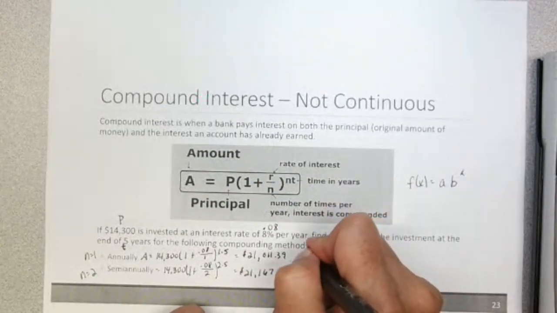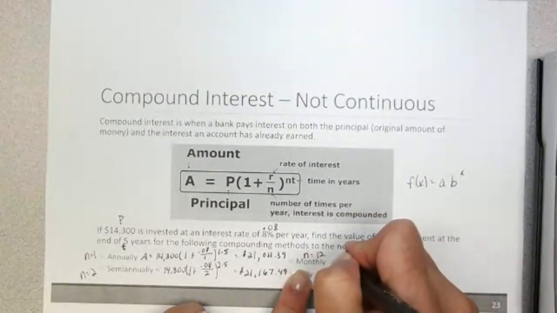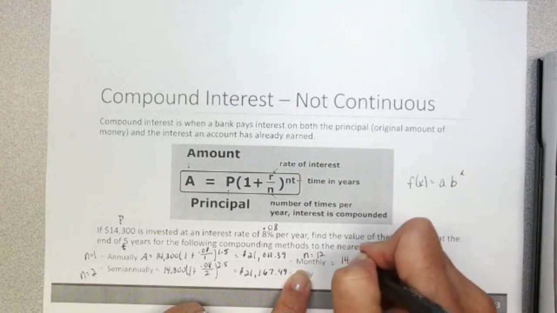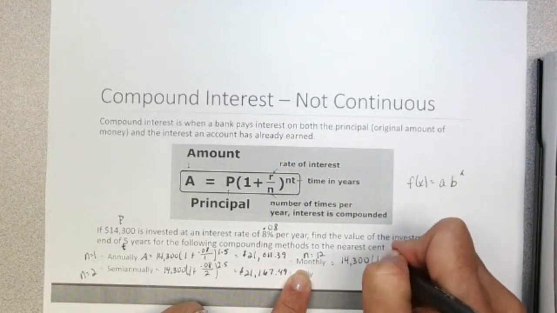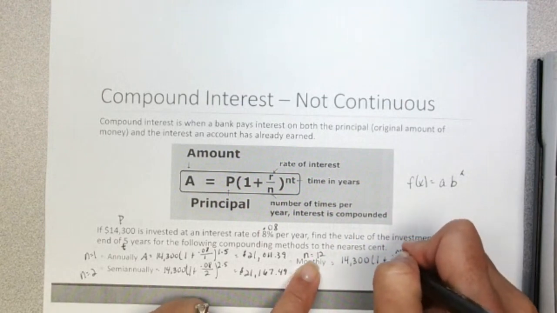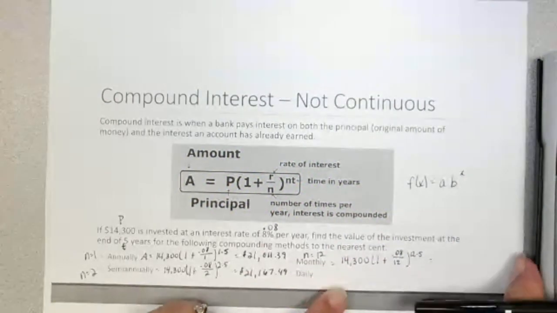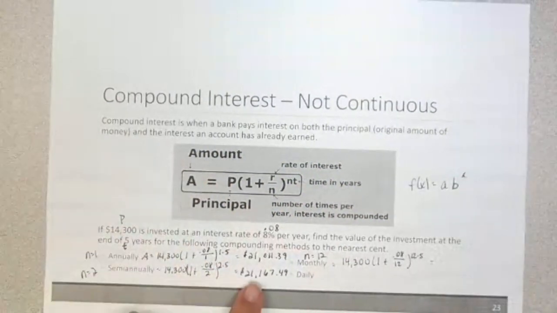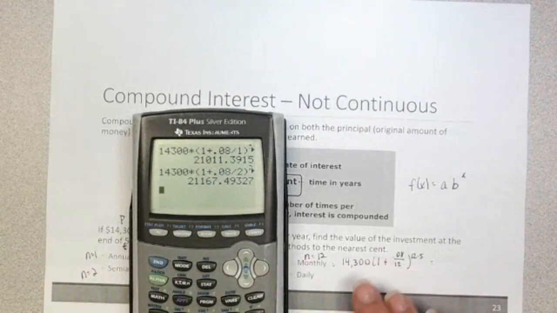What's my n going to be if I'm compounded monthly? There's 12 months in a year, so my n would be 12, right? So my amount here is going to be that $14,300, that principal amount, times 1 plus the interest rate of 0.08 divided by the compounding period, here 12, raised to the nt power, that's 12 times 5. Let's see if the calculator will tell us what that value is. It should be more than the 21,167, right? Because now we're compounding it 12 times per year instead of just 2 times per year.